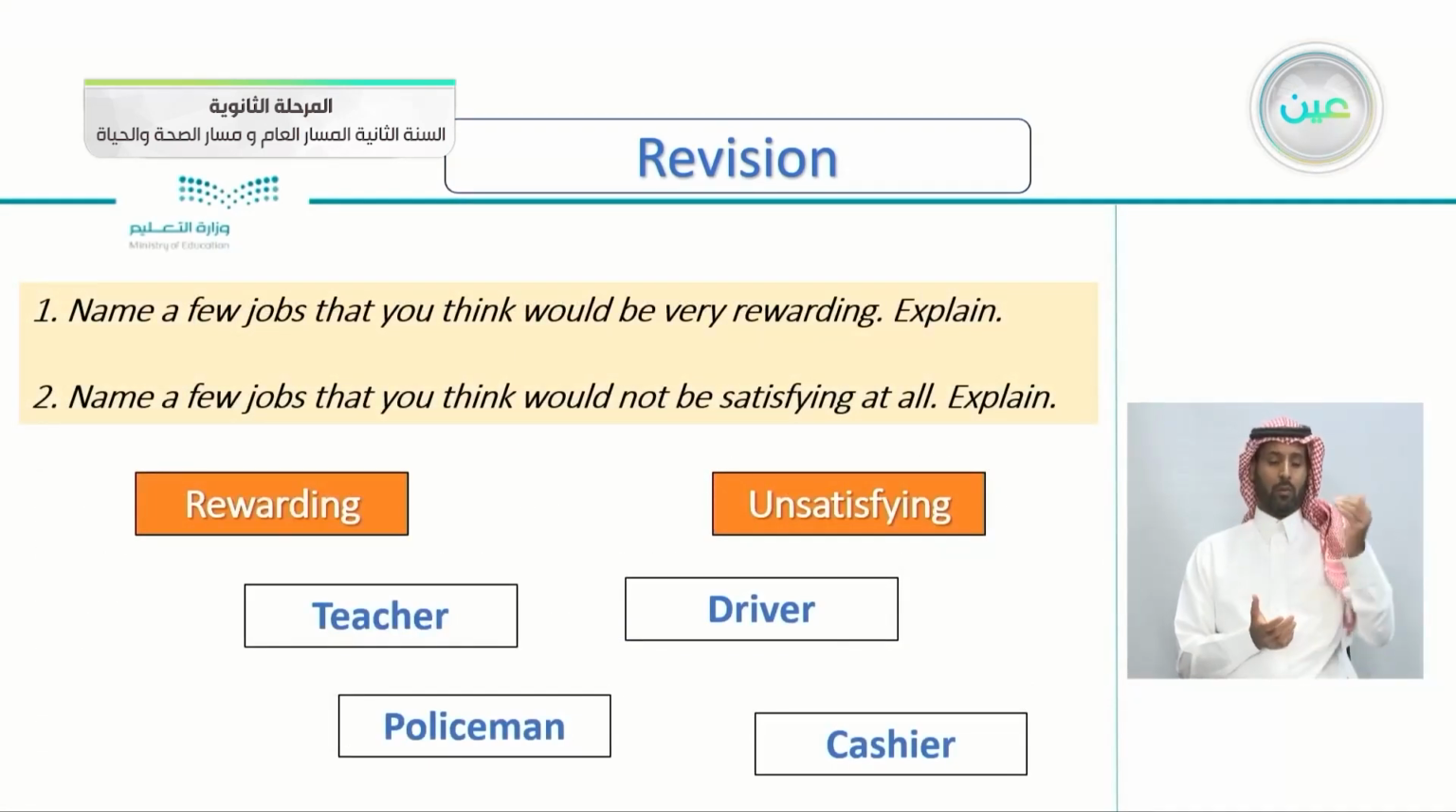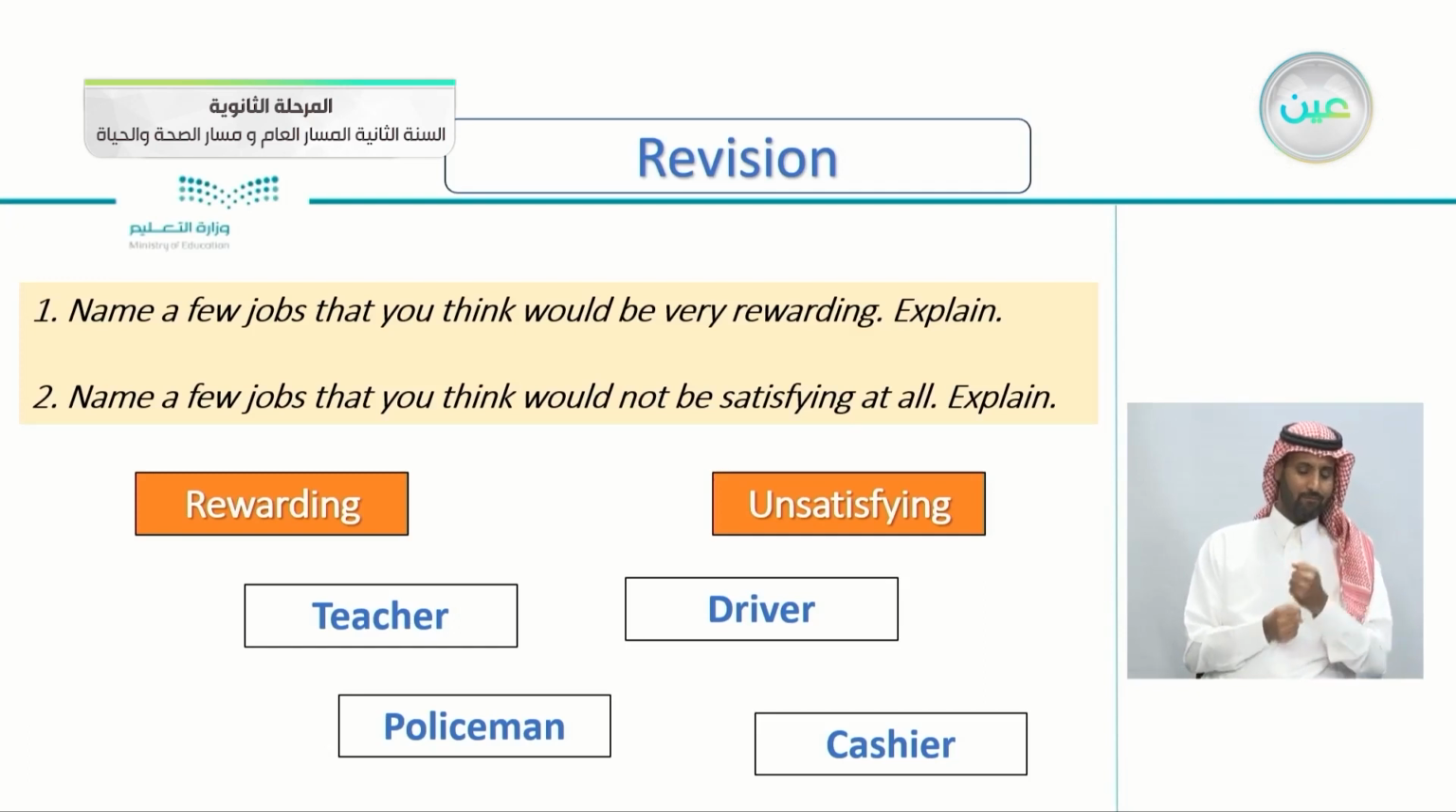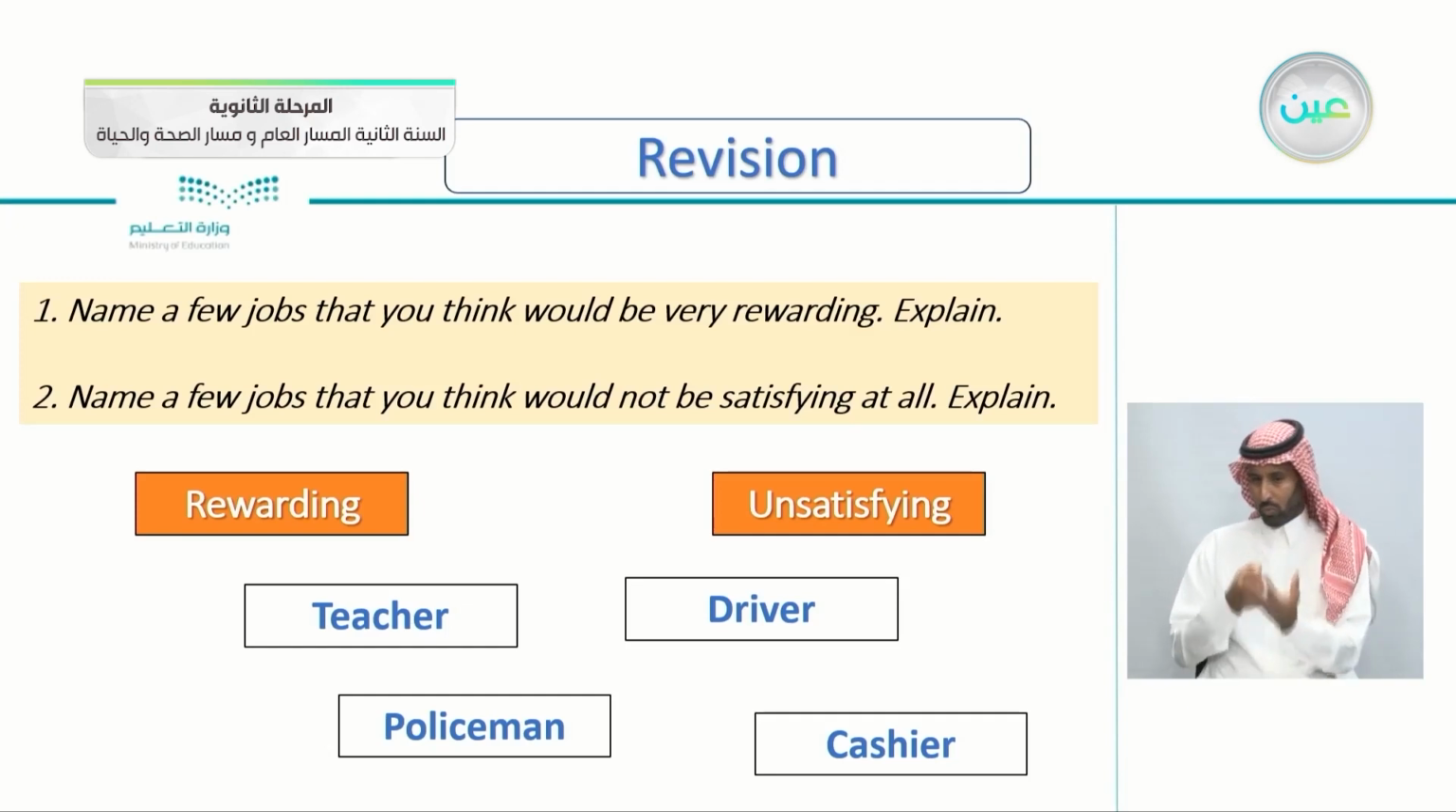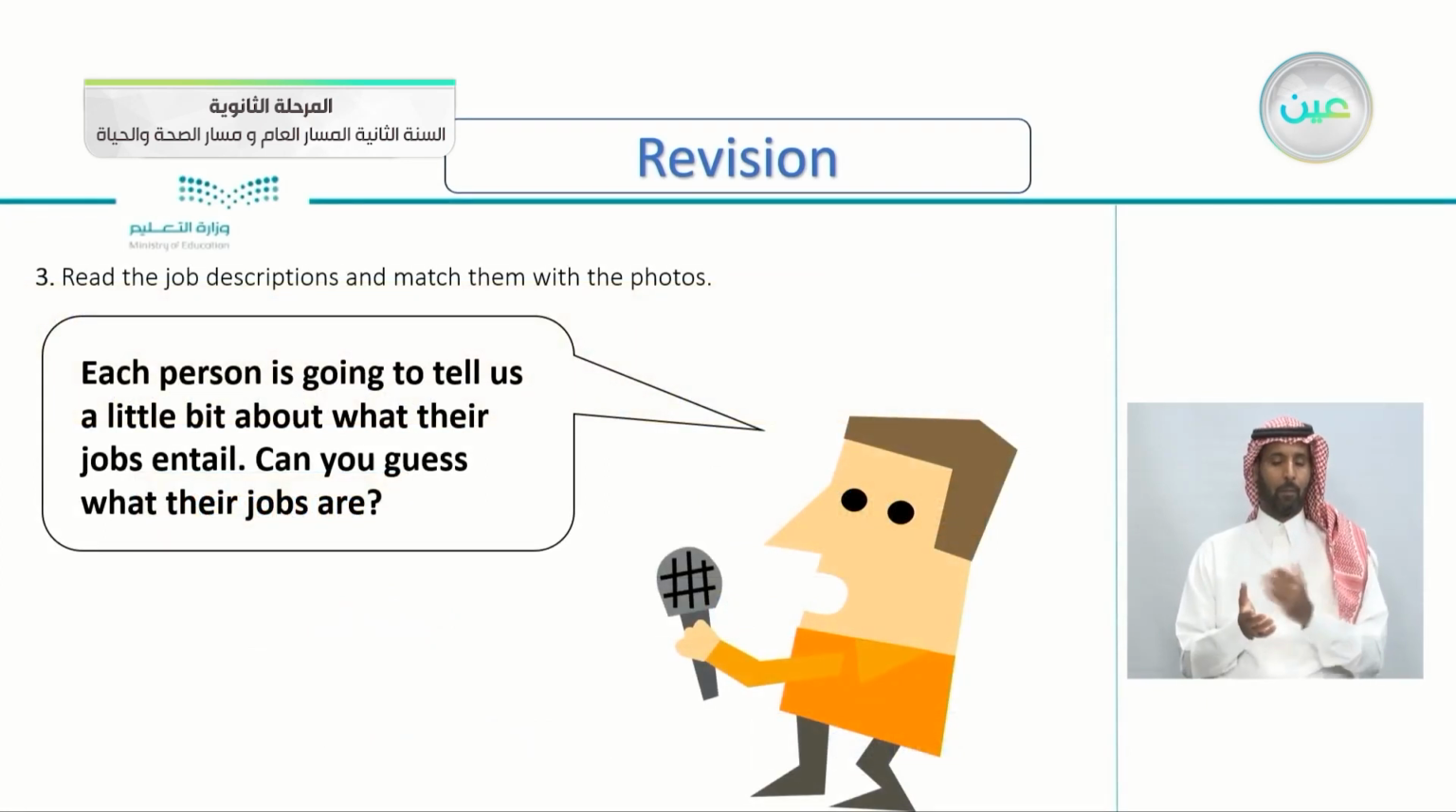So, and the revision from the previous lesson, the listen and discuss. Of course, we talked about some rewarding jobs and some unsatisfying jobs. Rewarding, like to be a teacher or a policeman or a firefighter or whatever. And there's some unsatisfying, like driving a truck or maybe a cashier. And of course, this is a matter of perspective.